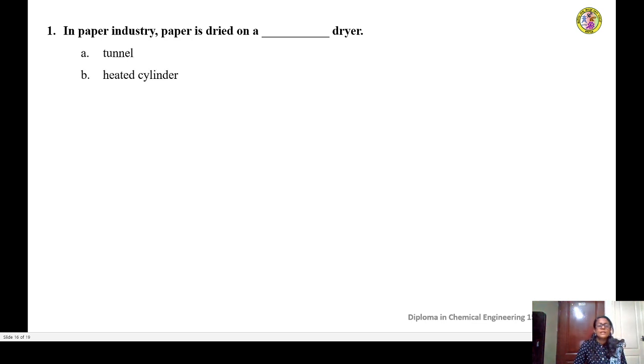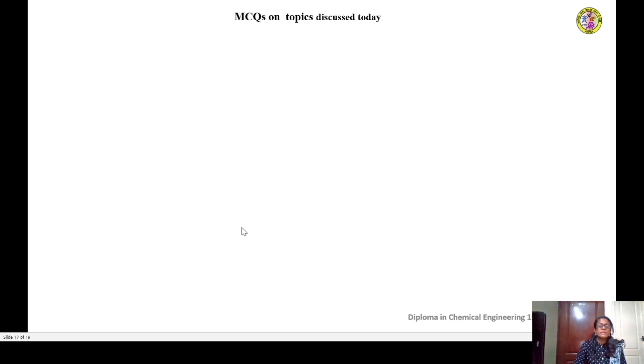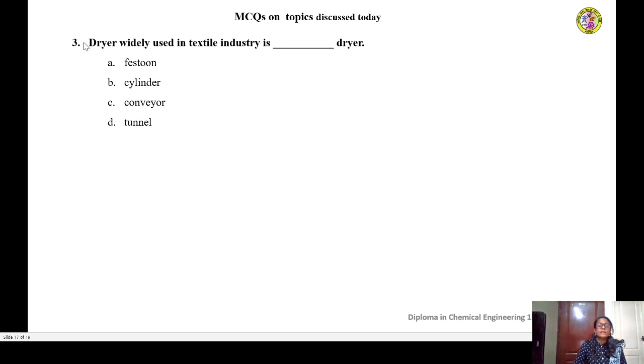In the paper industry, the paper is dried on a dash dryer. The options: tunnel dryer, heated cylinder dryer, conveyor dryer, festoon dryer. Just now we learned that it is a cylinder dryer that is employed in the paper industry. So option B is the right answer. Refractory bricks are usually dried in a tray dryer, tunnel dryer, conveyor dryer, or festoon dryer. So the answer for this is tunnel dryer. The dryer widely used in the textile industry is festoon dryer, cylinder dryer, conveyor dryer, or tunnel dryer. So again the option is B, cylinder dryer.